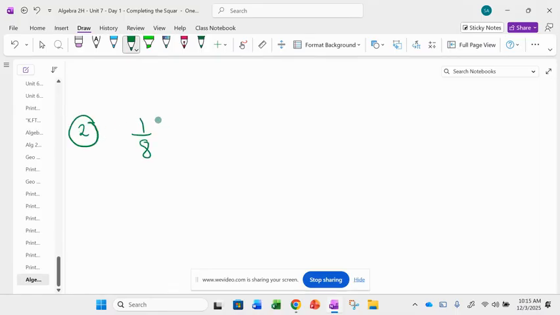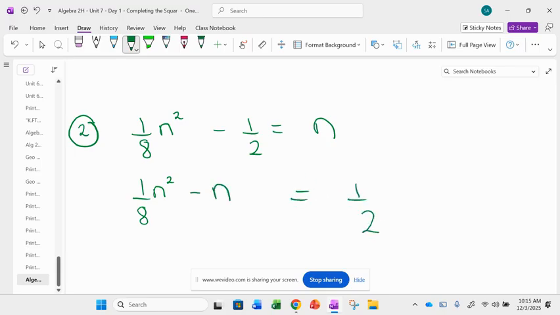One eighth n squared minus a half equals n. First question for you, is this in a good format? No. I want to move the half to the other side, but don't I also want to move the positive n to the left side? So we're going to have 1/8 n squared minus n equals positive a half. Now are we at least in a good format there?